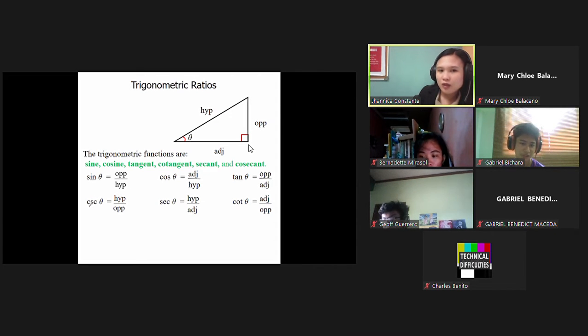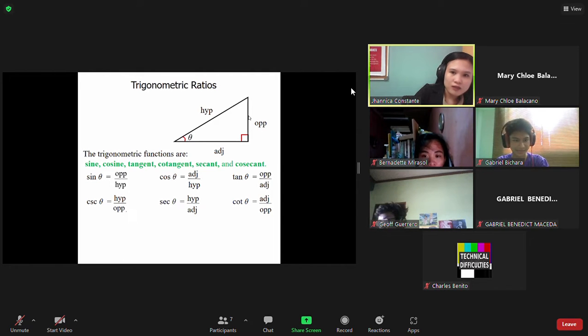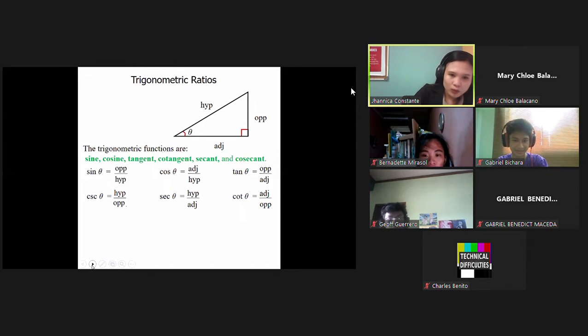Cosecant, you have hypotenuse over opposite. Secant, we have hypotenuse over adjacent. Cotangent, we have adjacent over opposite. So it's just the inverse of your SOHCAHTOA ratio.